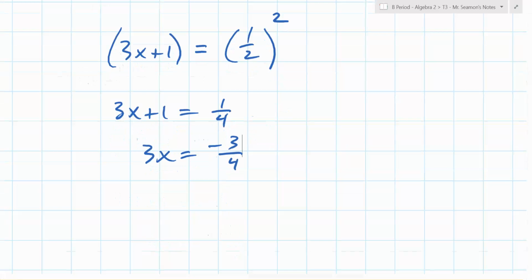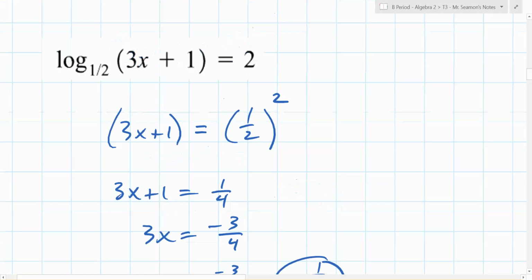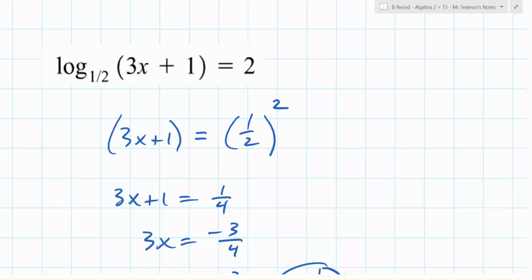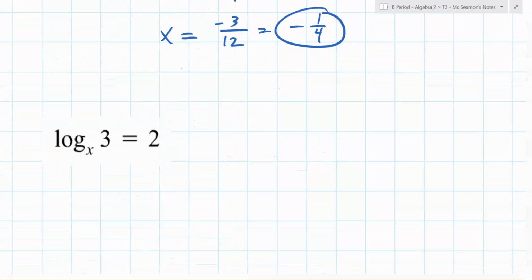We divide both sides by 3 and we end up with what? X is equal to what? -3 over 12. So it's -1/4. Done. So one method you have for solving log equations is to convert them to exponent form. Is that the only way we're going to have? No, but it is one way. Yes. Try doing this one by yourself right here.